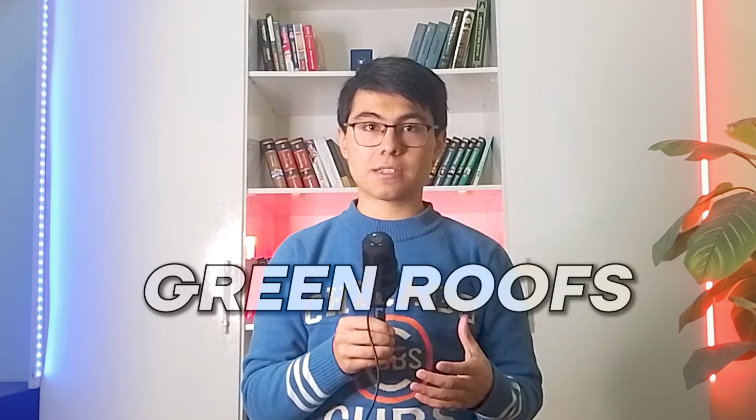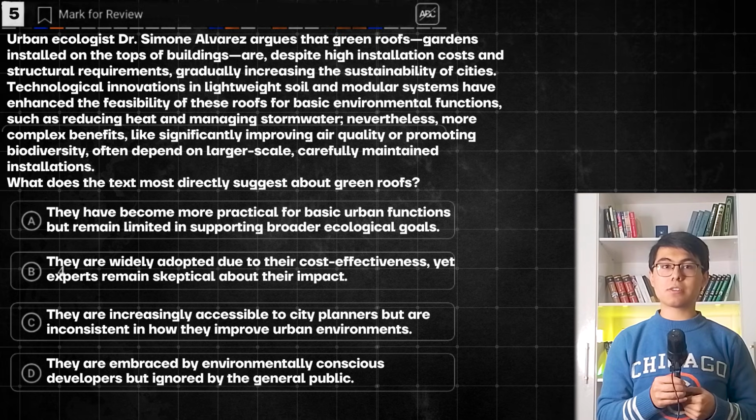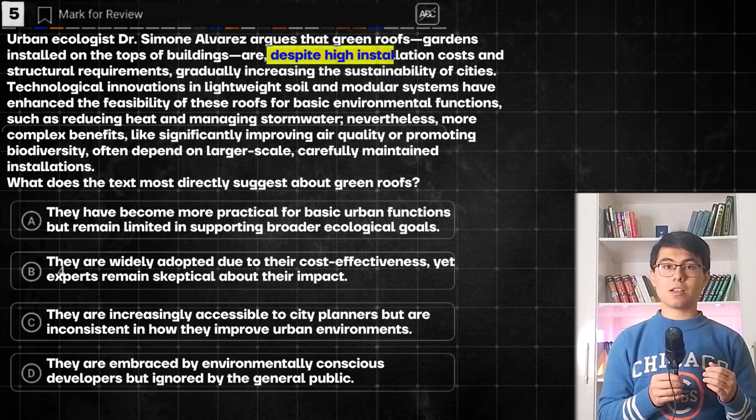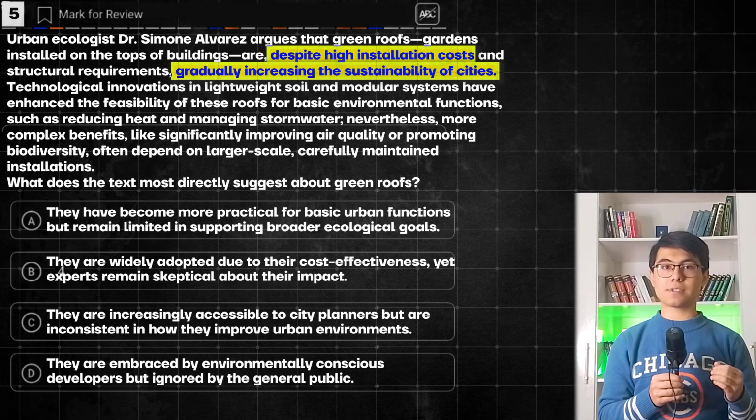This one looks super chill, and it's about green roofs. But don't get fooled, because the SAT loves to hide tricky words in these sorts of passages that make you second guess yourself. So now is the time to solve this prediction question. 3, 2, 1. So urban ecologist Dr. Semeni Alvarez argues that green roofs, gardens installed on top of buildings, are, despite high installation costs and structural requirements, gradually increasing the sustainability of cities.